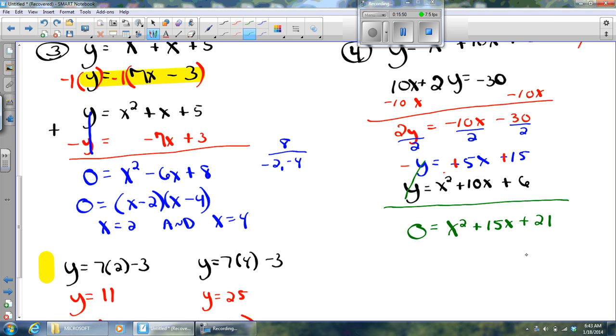So, let me think here. I need two factors of 21 that add up to 15. I don't believe I know any. So for right now, there's no solution. And I'm going to put it in parentheses yet, because soon we're going to learn something called the quadratic formula, which will allow us to really determine if this has a solution or not.